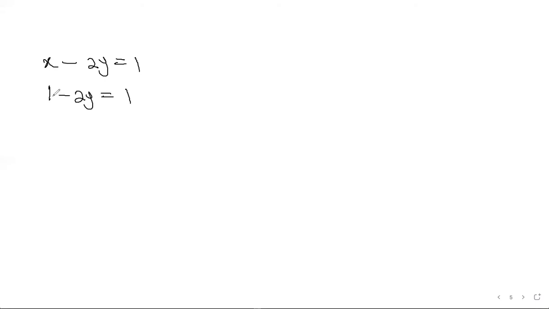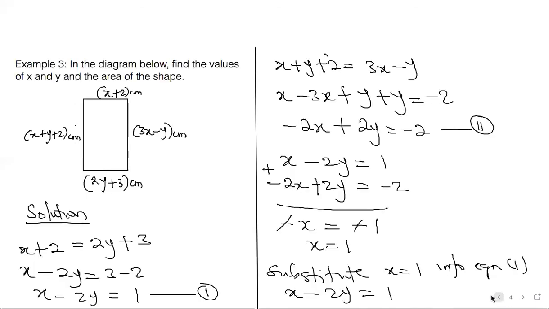Then we take 1 to the other side: minus 2y equals 1 minus 1, so minus 2y equals 0. It means that we divide both sides by minus 2, then y will be 0. So y is 0 and x is 1. So if y is 0 and x is 1, then I can determine the dimension of the rectangle.